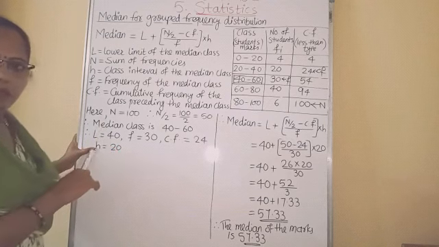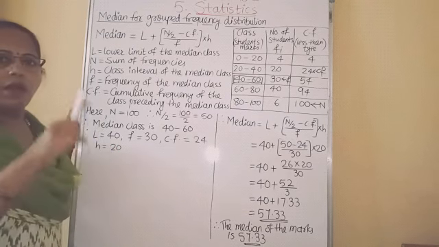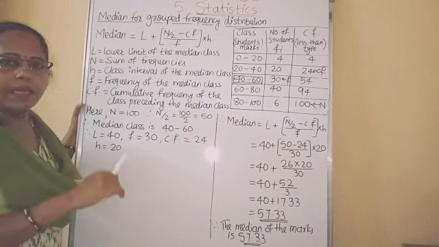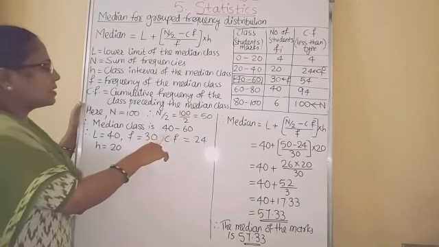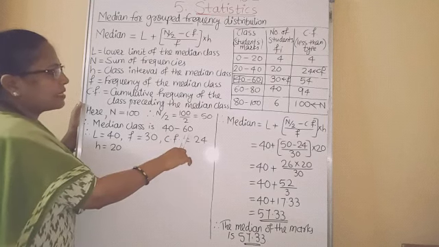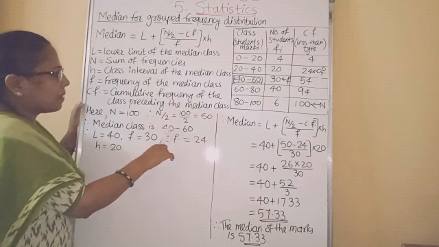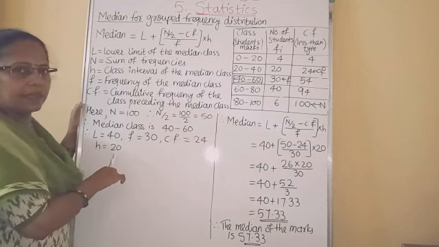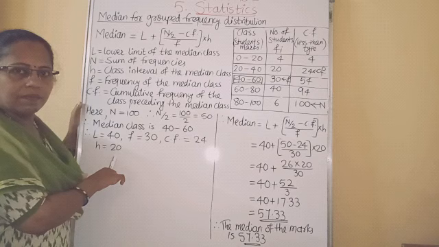That formula we studied in 9th standard: class interval is equal to upper class limit minus lower class limit. Here the median class is 40 to 60, so its upper class limit is 60 and lower class limit is 40. So 60 minus 40 is 20. Hence we got the value of h is equal to 20.